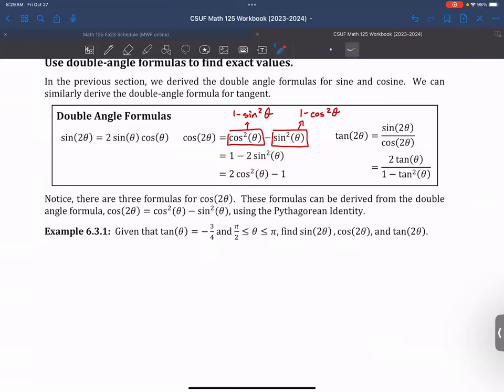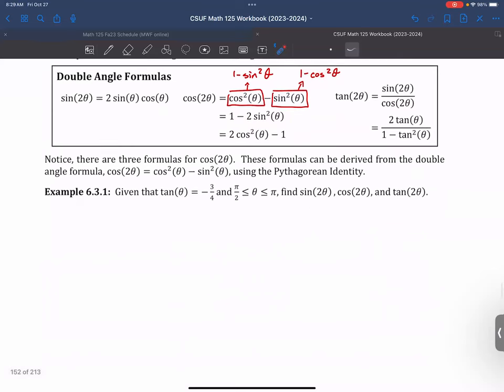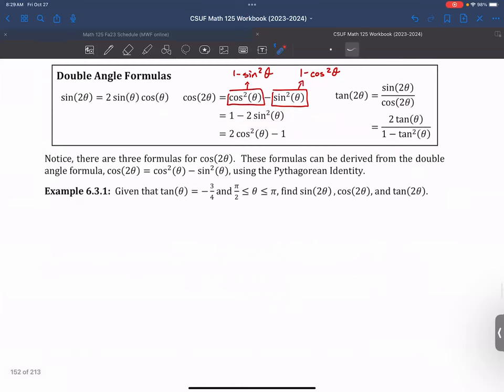And finally, there are two formulas for tangent 2 theta. We can use whichever one is more useful. Same thing with these. We just have three different forms, and we can just use whichever one is more useful. So there may be a choice to be made when you're using these identities. So we'll talk about how to choose which one.